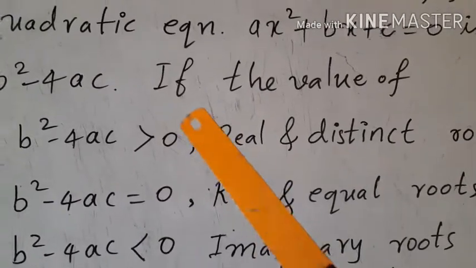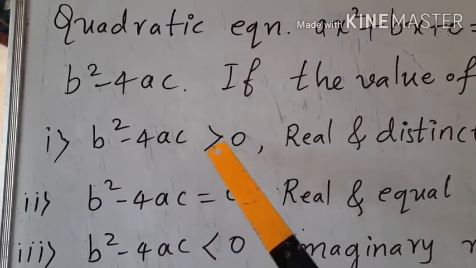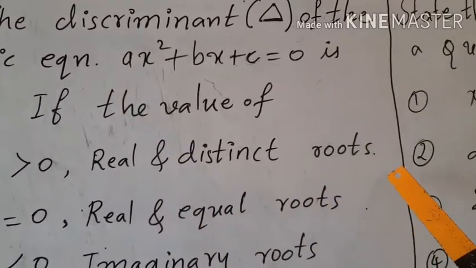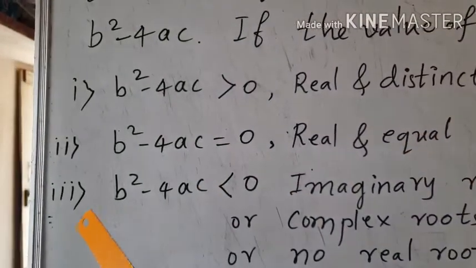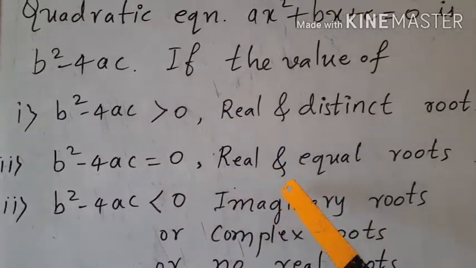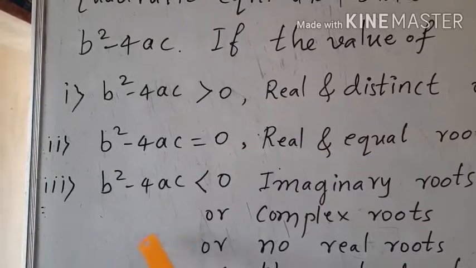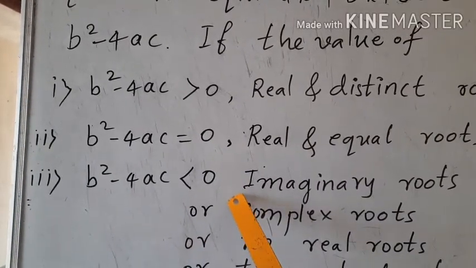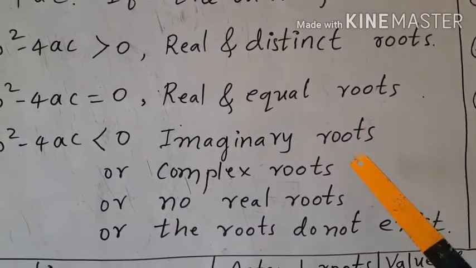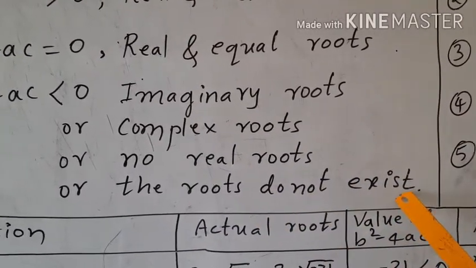See here, if the value of the discriminant b² − 4ac is greater than 0, then we should decide that the roots are real roots and distinct roots. If b² − 4ac is equal to 0, then we should decide that the roots are real roots and equal roots. If the value of b² − 4ac is less than 0, meaning a negative value, then we should decide that the roots are imaginary roots or complex roots, or no real roots, or the roots do not exist.